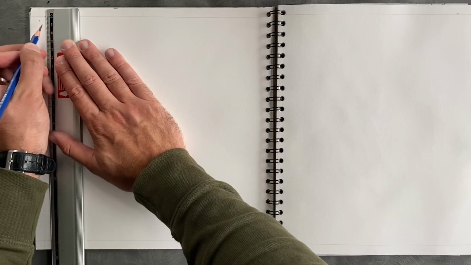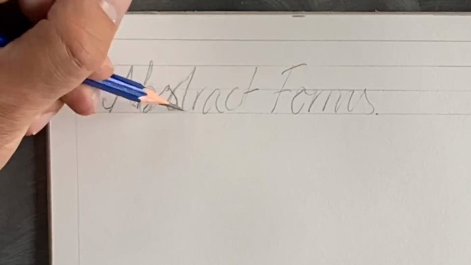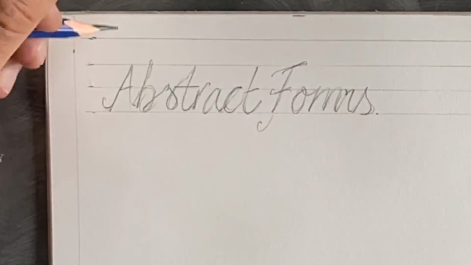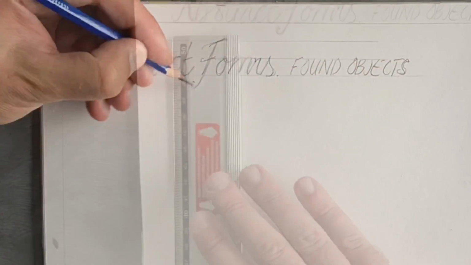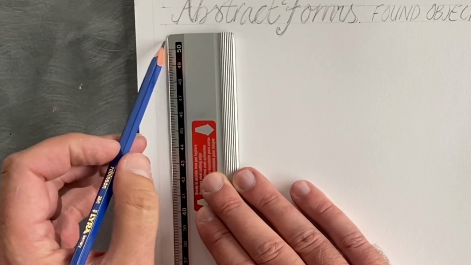Okay, so we're ready to start, and the first thing that I want you to do is put the 3 lines down like I normally do and add a title. This one is abstract forms, in particular looking at found objects. I've also put a 1 centimetre border around the double page.